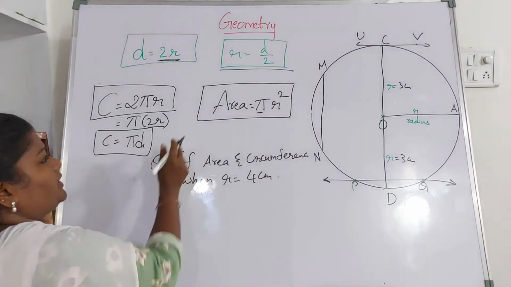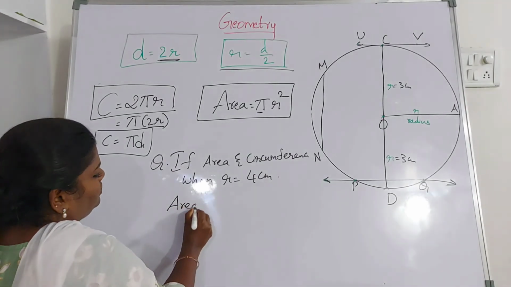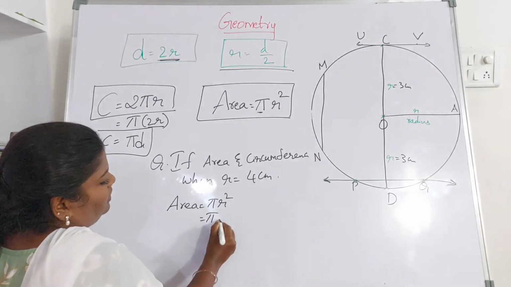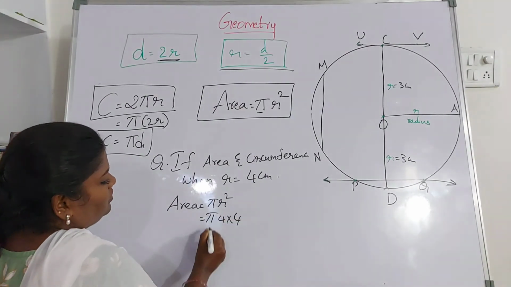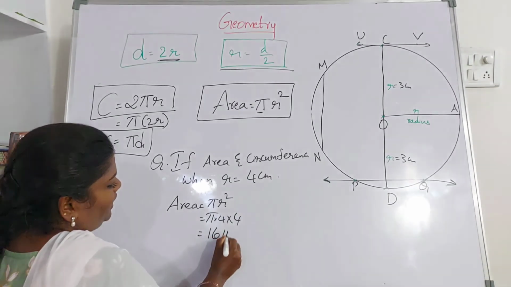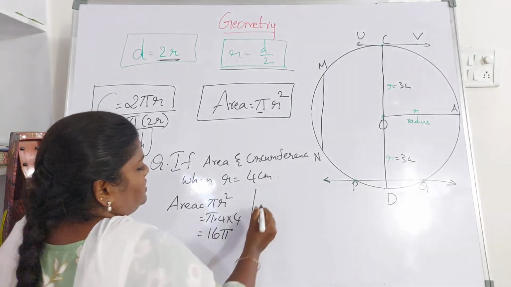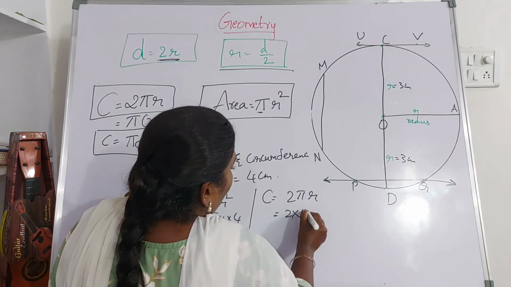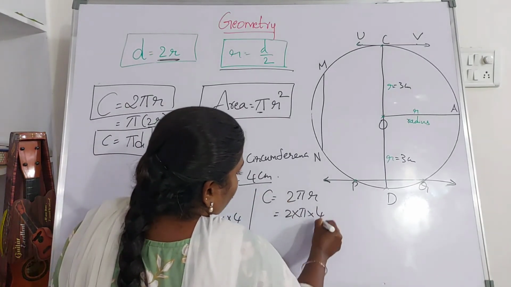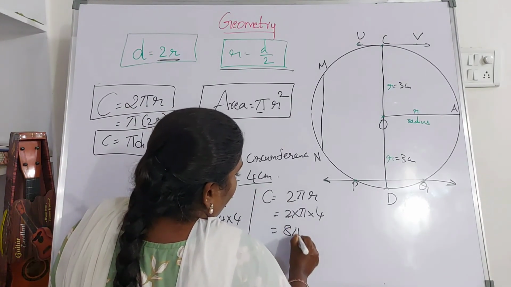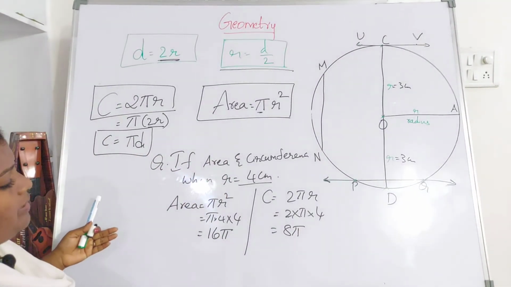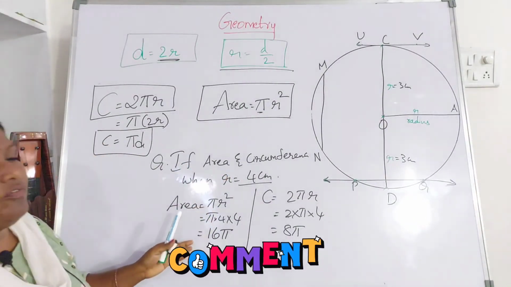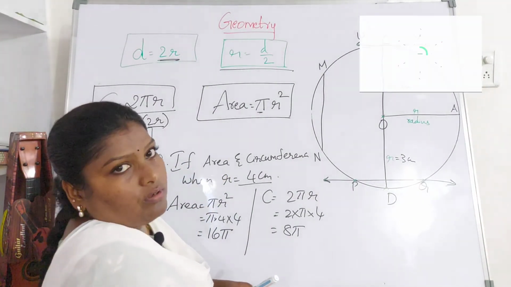So substitute this radius in the formula. Area is equal to pi r square. So that is nothing but pi 4 into 4. So that is nothing but 16 pi. Circumference is 2 pi r. So 2 into pi into radius is 4. So substitute. So 2 4s is 8 pi. So if they give diameter, you can divide this by 2 and you can find out the circumference and area of a circle. Hope you have understood.